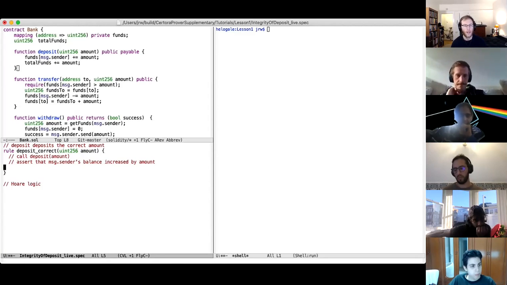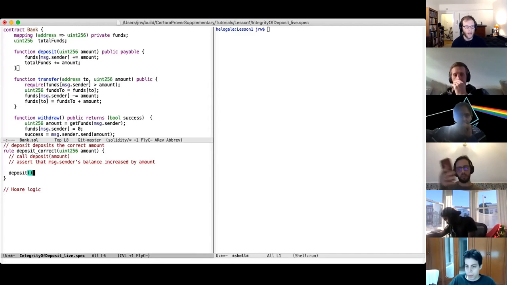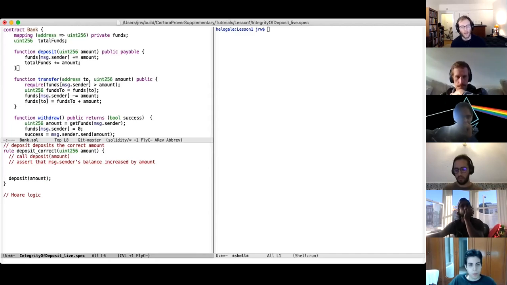So let's do that. The way we call deposit is we say deposit, and we know we want to pass in this amount. So it kind of looks like this. In the Certora prover, in the spec language, when you call a function in the contract, unless that function is pure or view, you need to pass in an environment.